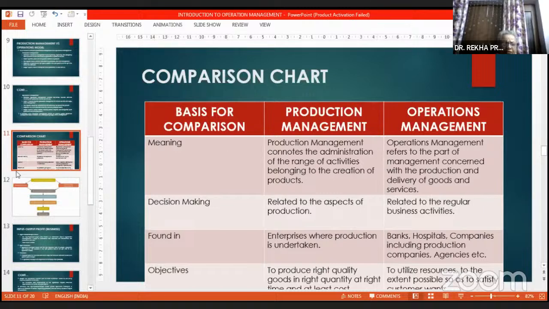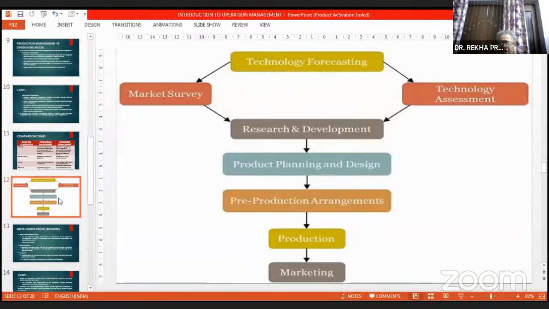This is a chart which shows you the areas related to production management. You have technology forecasting, what all technology will be needed, what research and development has been done, then what will be your marketing strategy, what technology you'll be needing, assessment, what production planning and design, pre-production arrangements, production, and finally marketing it.